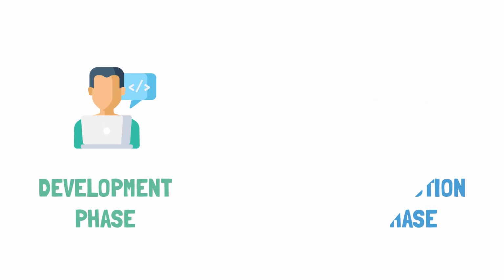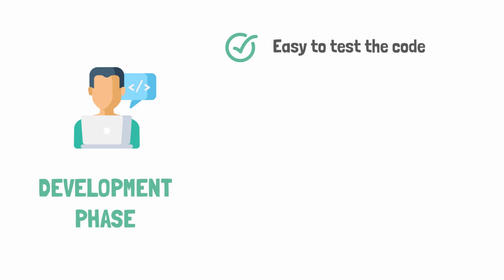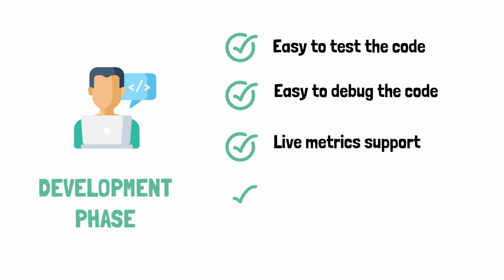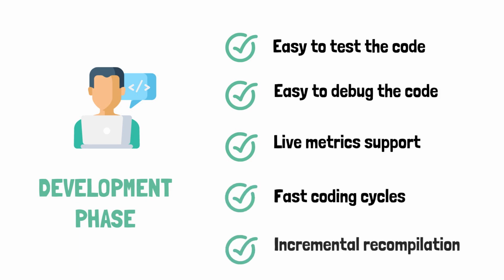As developers, during the development phase, we want our code to be flexible, easy to test and debug. Therefore, during this phase, the running application should benefit from multiple features like rich debugging support, live metrics collections, and perhaps fast coding cycles to iterate faster between code changes. Now, imagine that you need a specialized compiler that lets you have all of these features.